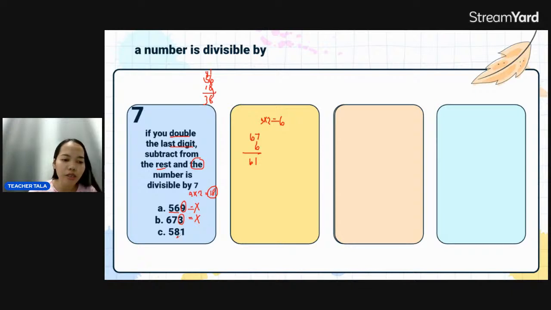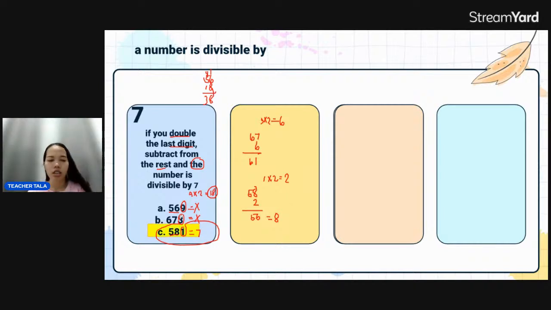Next, we have 581. So let's get 1, the last digit, and multiply it by 2. Of course, that is 2. Now let's subtract it from the rest of the number. So that is 56. Is 56 divisible by 7? Yes, the answer is 8. 56 divided by 7 is 8. So this is the answer.